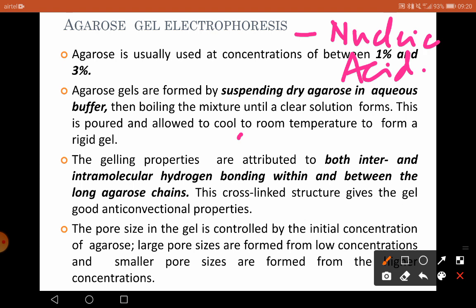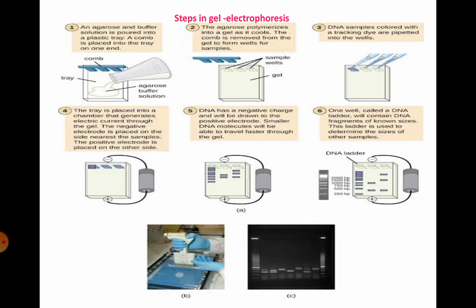The gelling properties are attributed to both inter- and intramolecular hydrogen bonding within and between the long agarose chains. The cross-linked structure gives the gel good anti-convection properties. The pore size in the gel is controlled by the initial concentration of the agarose. Large pores are formed from low concentrations and smaller pores from higher concentrations. So this is what we have discussed.